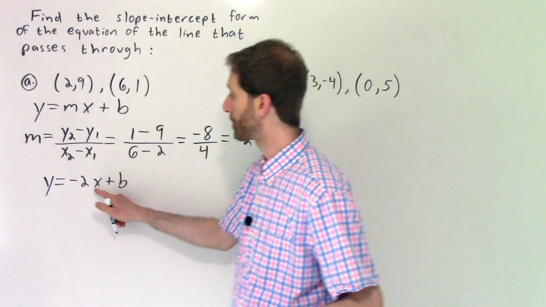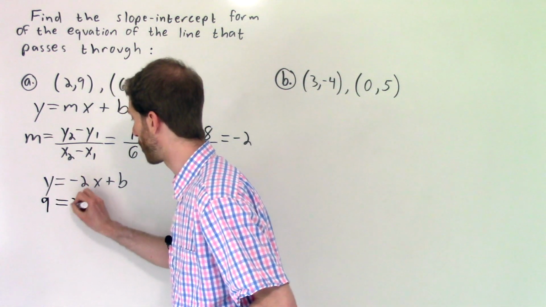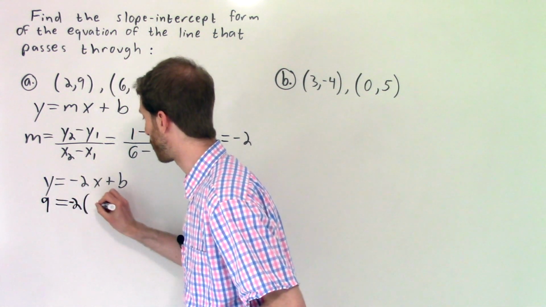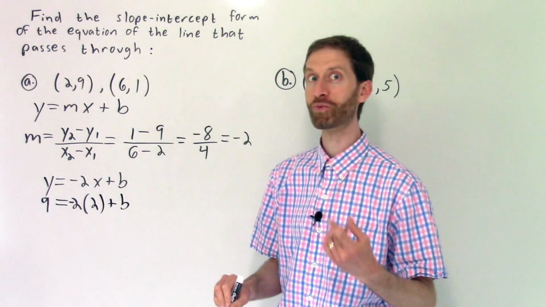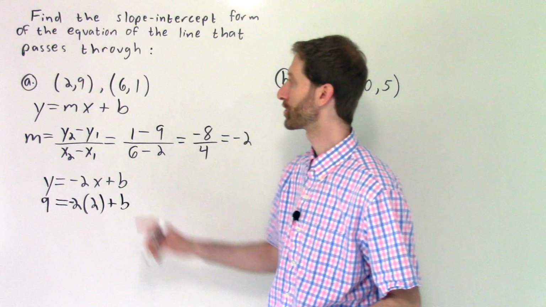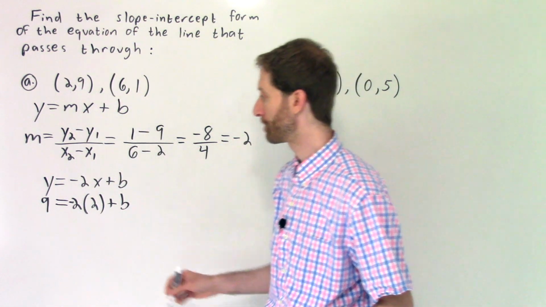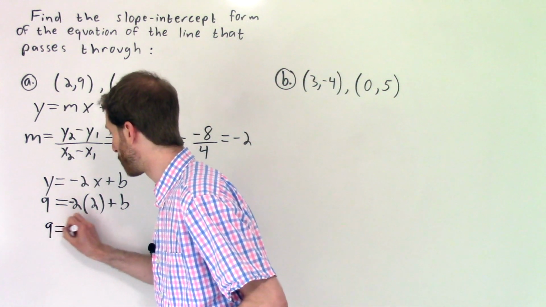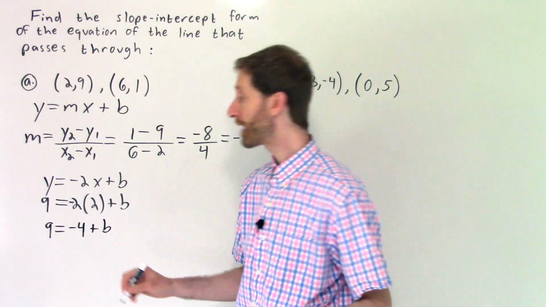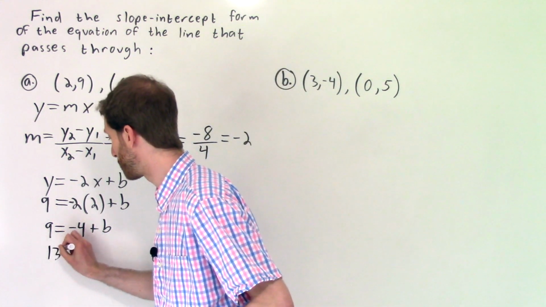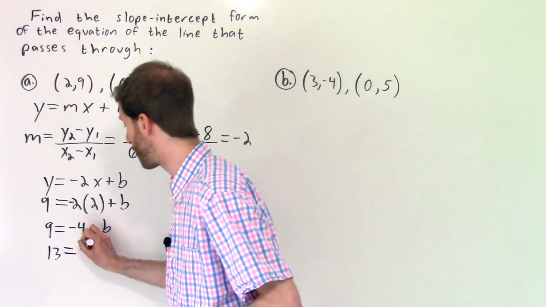So (2, 9), I plug in 2 for x and 9 for y. And what does that do for us? Well, let's check it out. We are given an equation now with just one variable, b, which is what we want to solve for and eventually plug in to give us y equals mx plus b. So I solve this out, I've got 9 equals negative 4 plus b, and if I add 4 to both sides, I will get 13. Negative 4 plus 4 is 0, 4 plus 9 is 13, and that's b.